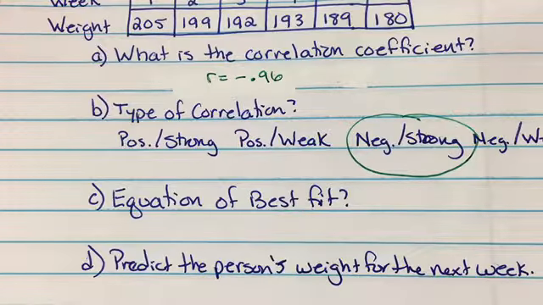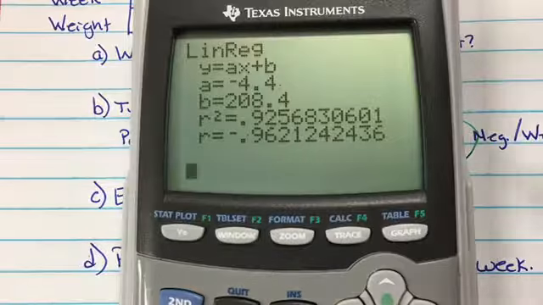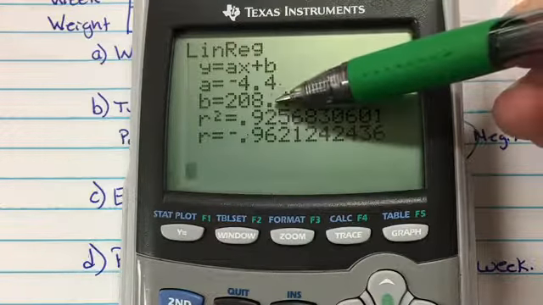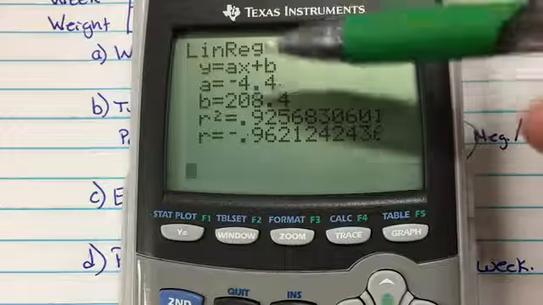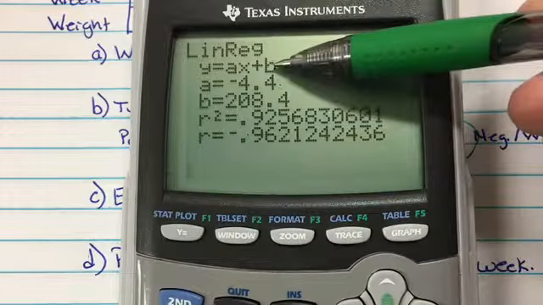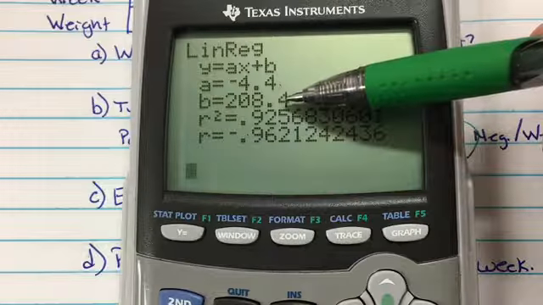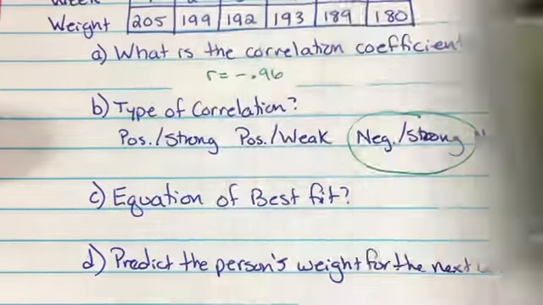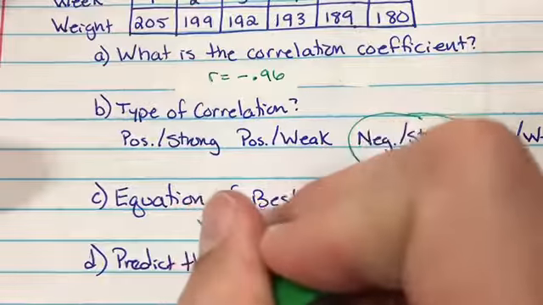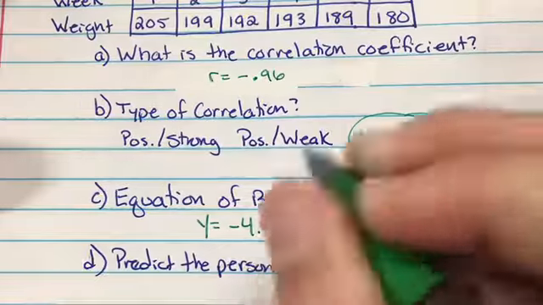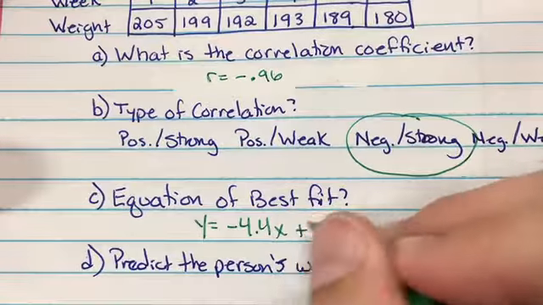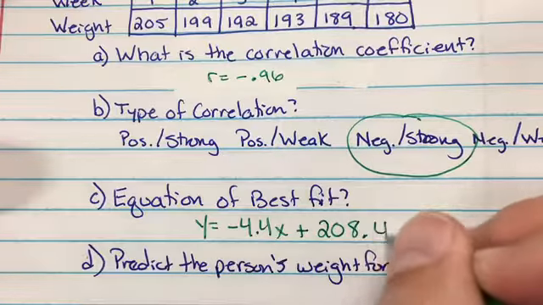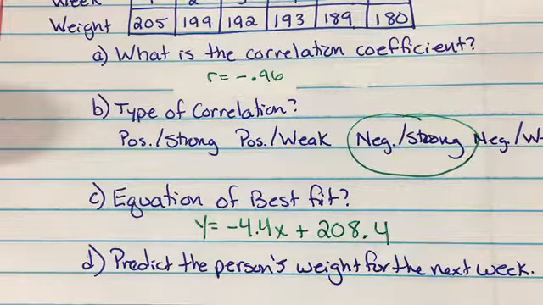Now, what is the equation of best fit? This is the equation. I just need to plug in my A value here and my B value here. Since the B value is positive, I will put a plus in front of that number. If your B value happened to be negative, you would put a minus in front of it. So Y equals negative 4.4x plus 208.4. That's your equation of best fit.